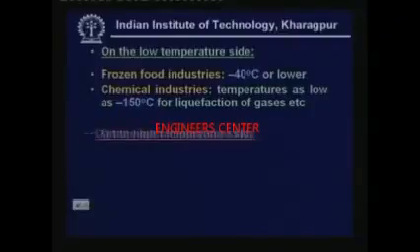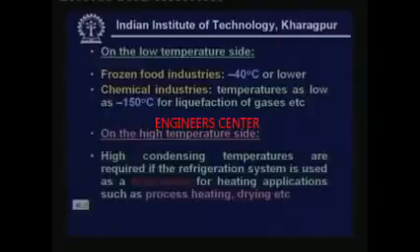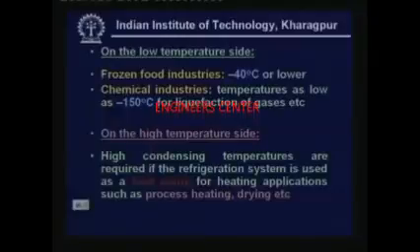And on the high side, if you are using the refrigerant system as a heat pump for heating applications, then the required condensing temperature can be very high. The typical applications of refrigerant system in the form of heat pump could be, for example, in process heating or in the drying. So these are two typical examples where the temperature lift is very high.